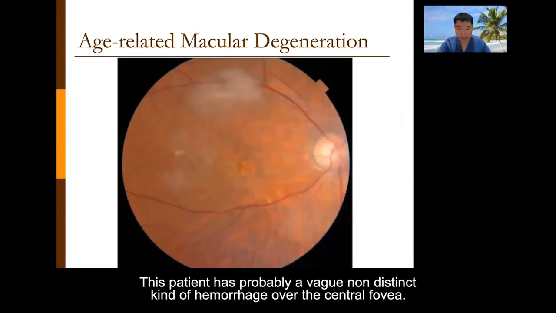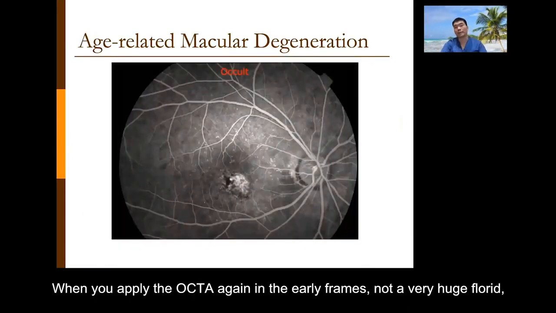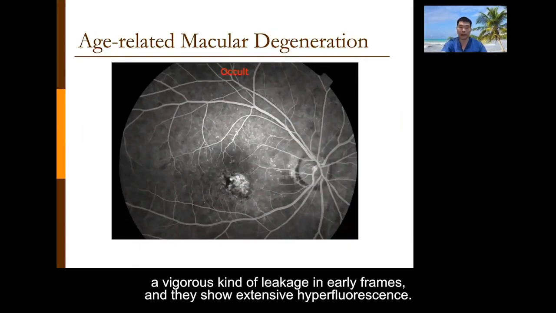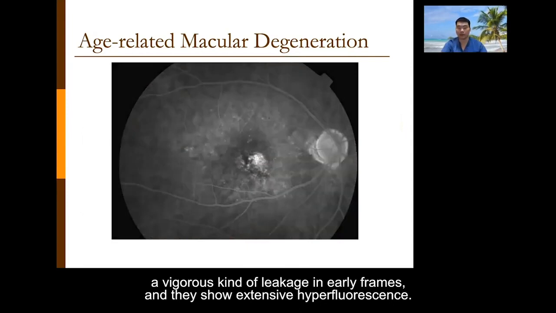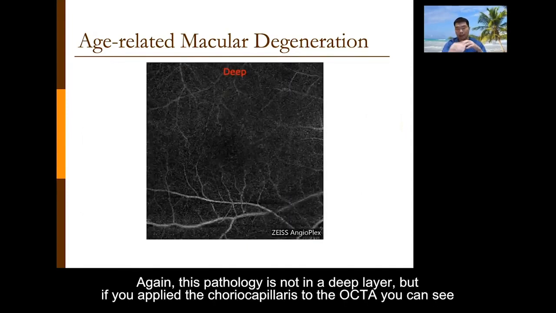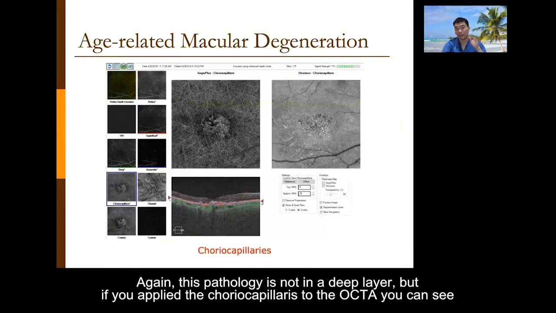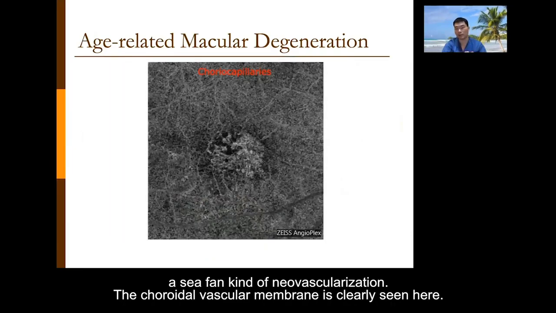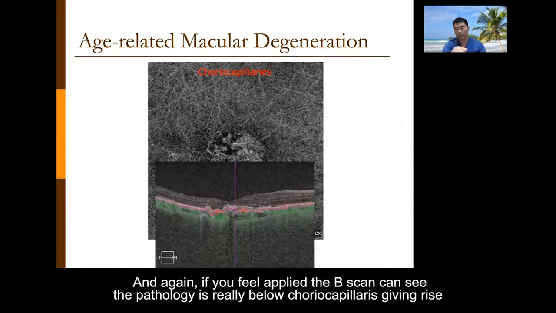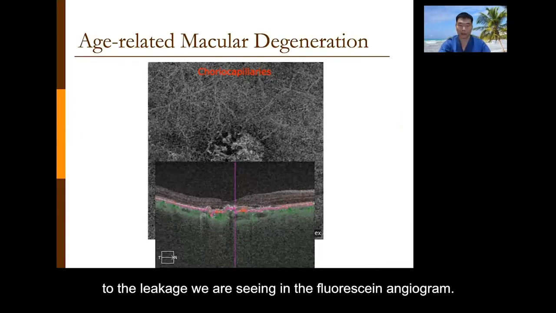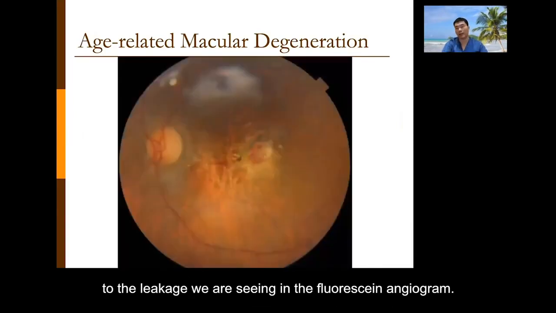This patient has a vague, non-distinct kind of hemorrhage over the central fovea. When you apply the OCTA, again, in the early frames there is not a very huge, florid, vigorous kind of leakage, and even on the late frames it does not show extensive hyperfluorescence. Again, this pathology is not in the deep layer, but if you apply the choriocapillary slab on the OCTA, you can see a fan kind of neovascularization, this choroidal neovascular membrane clearly seen here. And if you apply the B-scan, you can see the pathology is really below the choriocapillaris, giving rise to the late leakage that we have seen in the fluorescein angiogram.